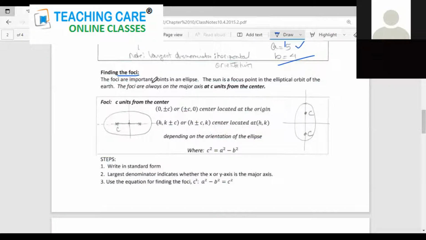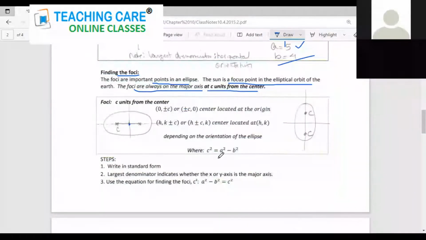The foci are important points in an ellipse. For example, the sun is a focus point in the elliptical orbit. The foci are always on the major axis, at C units from the center. So this is very important: from the center, how far is it? How are we going to find that?